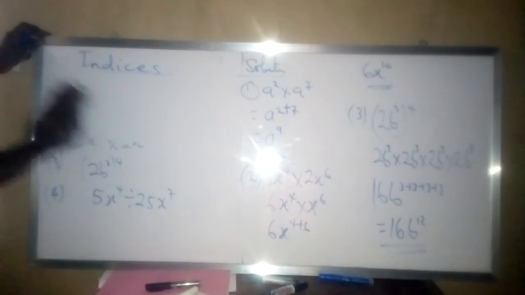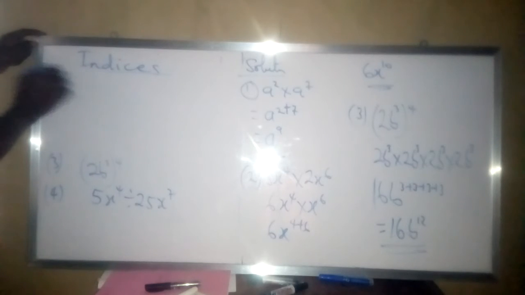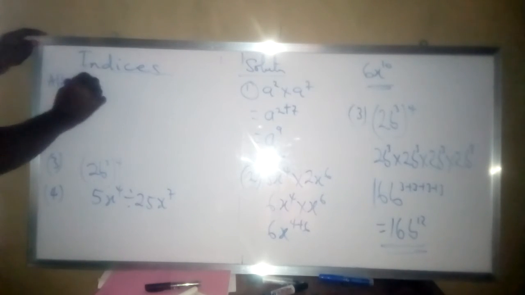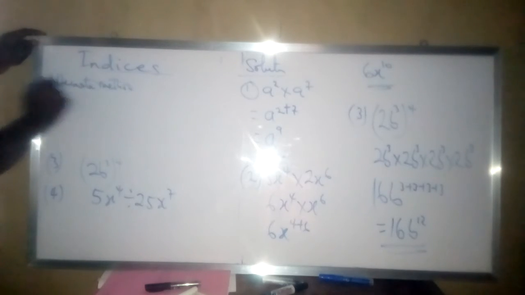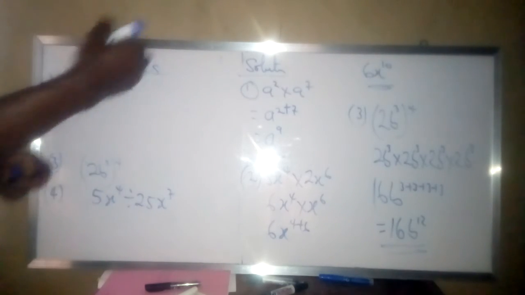Alternative way of solving this, which is as simple as that one. Now you can say alternate method. This one is faster than that one, because that one will take your time. But just for you to understand the way this one is done.